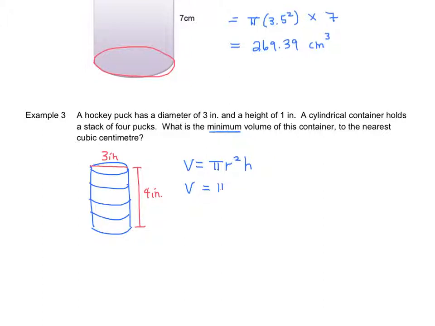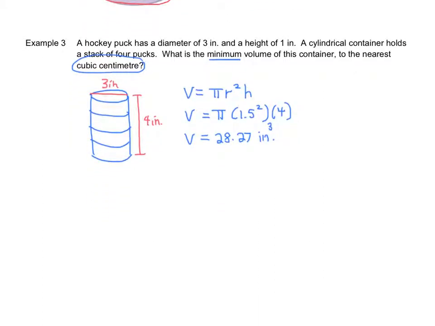Now the radius here is 1.5, half of the diameter. Okay, so when I type that in, I find out the volume is 28.27 cubic inches. Now it asks for the answer in cubic centimeters. So now we have to convert this to cubic centimeters.